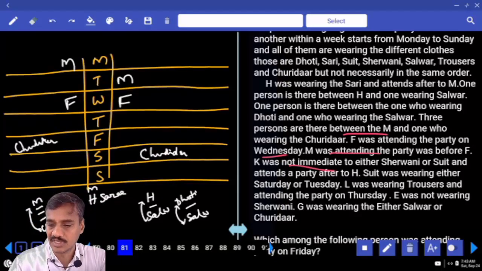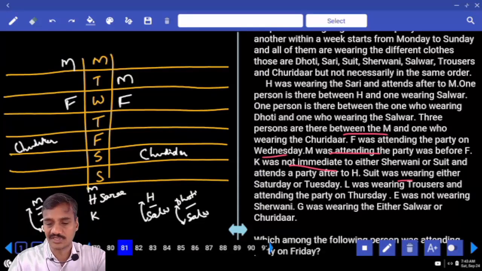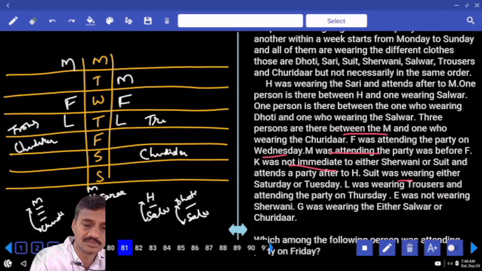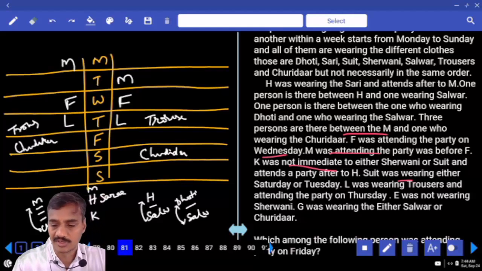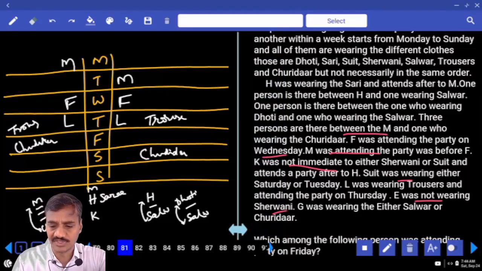And next, K was not immediately either Sherwani or suit and attends a party after H. Now K is after H. K is after H. And suit was worn either on Saturday or Tuesday. And next, L was wearing trousers and attending the party on Thursday. L trousers on Thursday. E was not wearing Sherwani. G was wearing either Salwar or Chudidar.